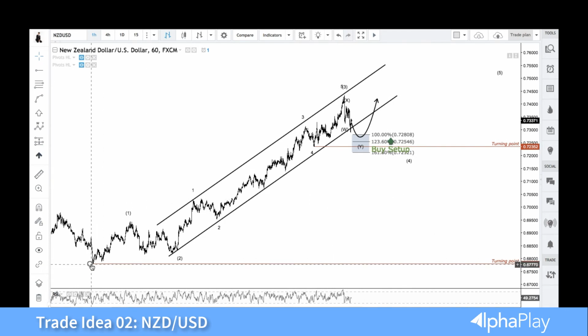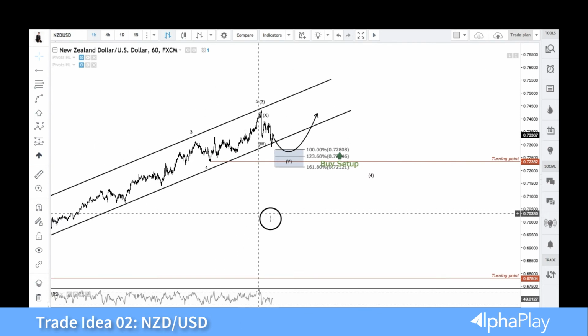Alright, this is where the higher degree wave 4 is completed. So on the lower time frame, I'm seeing 1, 2, 3. This is the wave 3 completion. Inside you have an inner 1, 2, 3, 4, 5 as well. And right now we are expecting the wave 4 development.